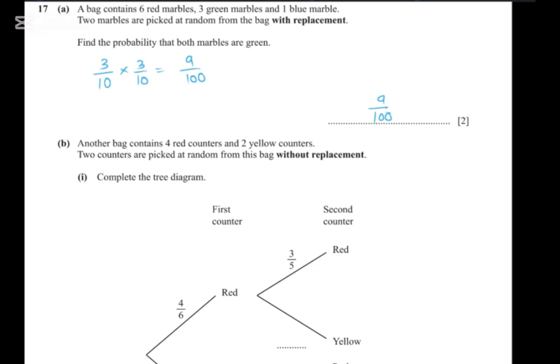Question number B. Another bag contains 4 red counters, 2 yellow counters. 2 counters are picked at random from this bag without replacement. So in this case there is no replacement and there is a tree diagram given. So they are asking us to complete this.